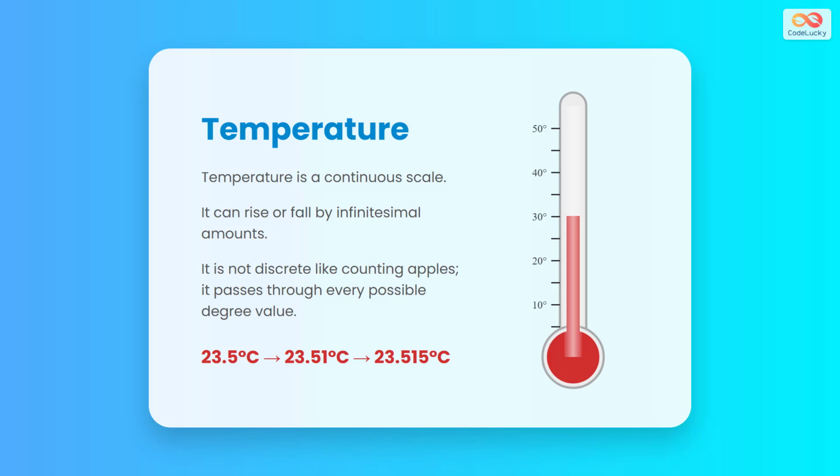Temperature works the same way. It is a continuous scale. The temperature rises and falls smoothly. It passes through every single decimal value between 23 degrees and 24 degrees, even if our thermometer only shows whole numbers.